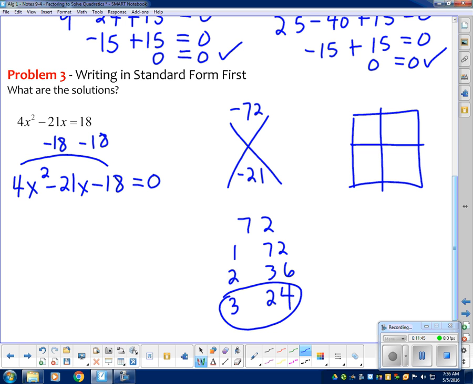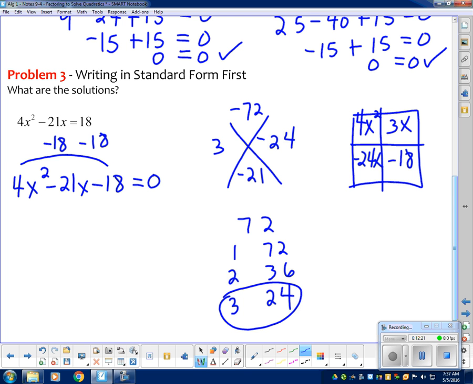So I'm going to stop right there, list my 3 and 24, and then decide which one gets the negative sign. So I need these to multiply to equal negative 72, but add to equal negative 21. So the bigger of these two has to take the negative sign. So now what I have is, in my box, I have 4x squared. I have a 3x, a negative 24x, and the last term on there is the negative 18. Those are the 4 terms of my quadratic.